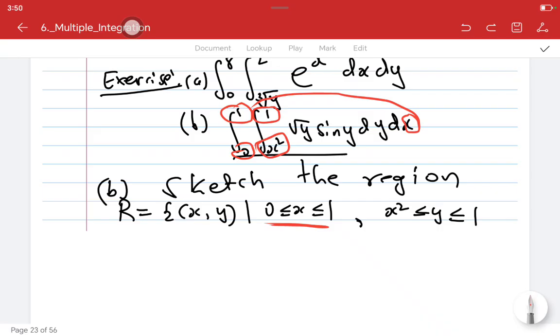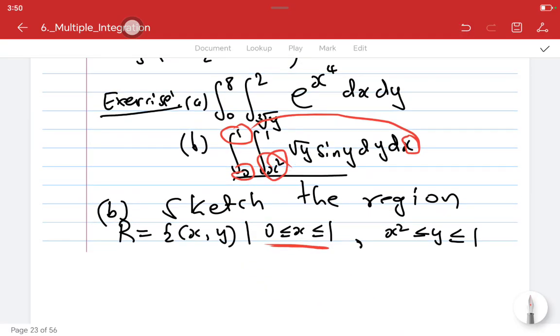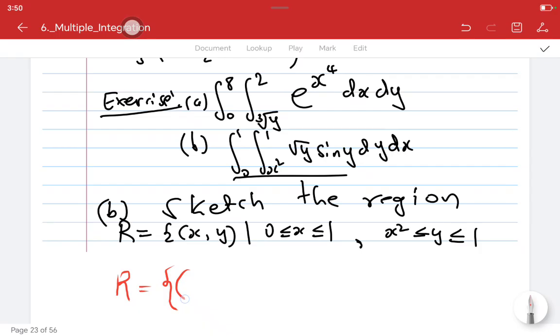Now I want to draw another region. Remember I said that the moment you see x here, this is a type 1 region on the equation. So we're going to draw the second region, the type 2 region. On the type 2 region, since this is x, I'm going to change it to y. This is y, I'll change it to x.